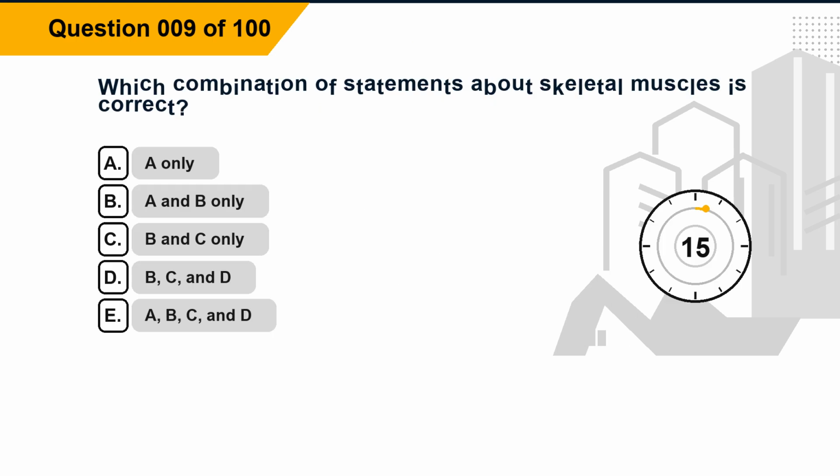Question 9. Which combination of statements about skeletal muscles is correct? Option A. A only. Option B. A and B only. Option C. B and C only. Option D. B, C, and D. Option E. A, B, C, and D. The correct answer is option D.